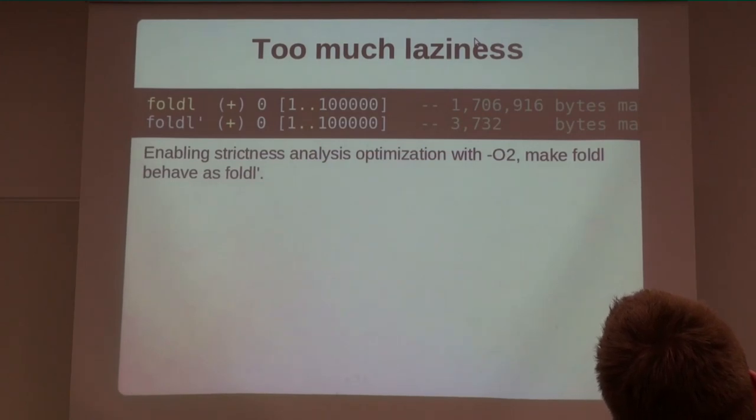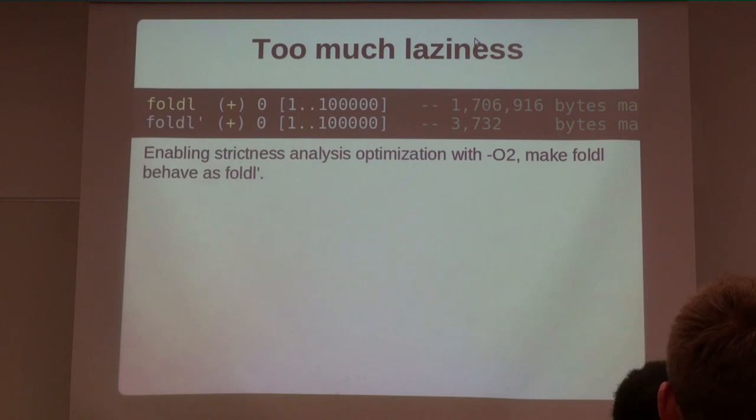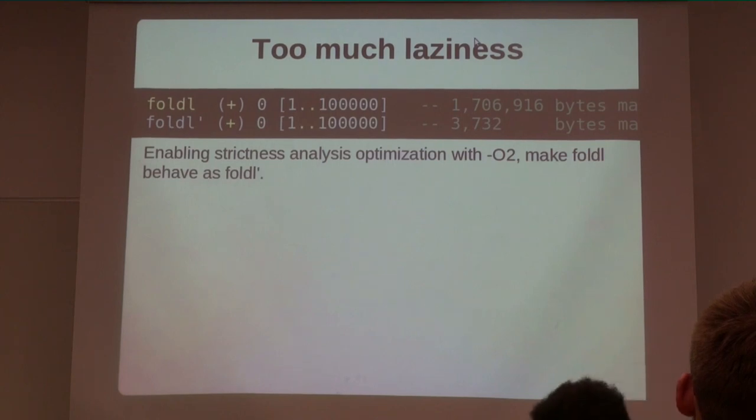So here's an example of too much laziness. The foldl, and this is a common Haskell newbies thing, you've got foldl plus over a big list, and this is the maximum amount of memory that it uses. That's 1.7 megabytes. Yes, megabytes of memory is allocated to do that. Whereas if I use foldl prime, then it only uses 3.7 kilobytes. And that's because foldl prime is the strict version, so it's actually doing the adding up as it's going rather than creating this big list of thunks and working it all out later.